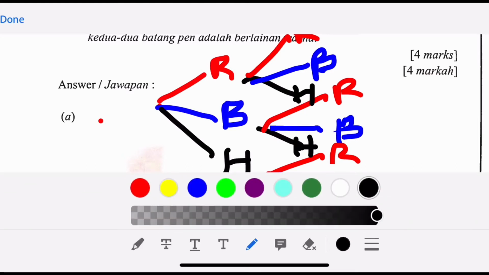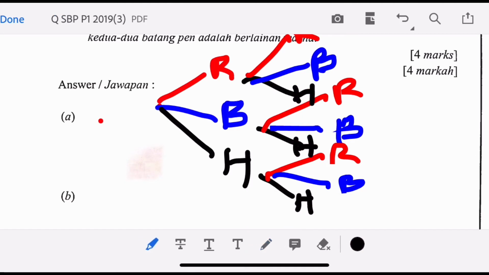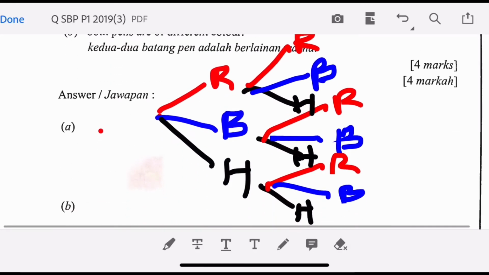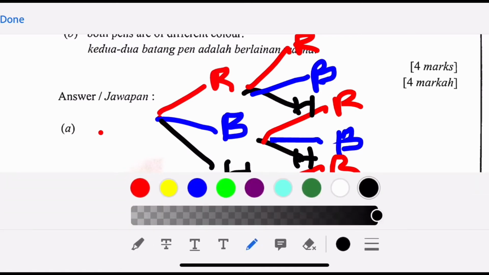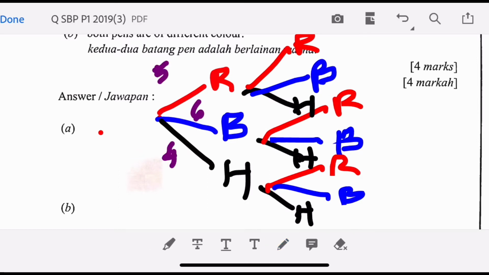Now let's label on the branches. Okay, so I'm going to label all the pens according to the color. The red one, in the beginning I have how many, so you just label on the branch of the red color. So I have 5, and for blue I have 6, and for the black I have 4.